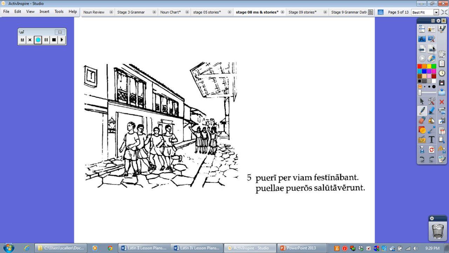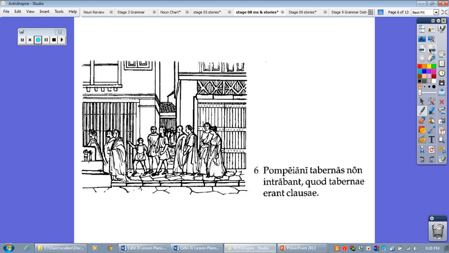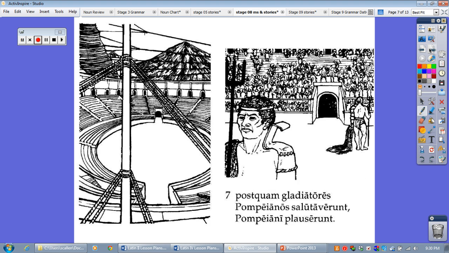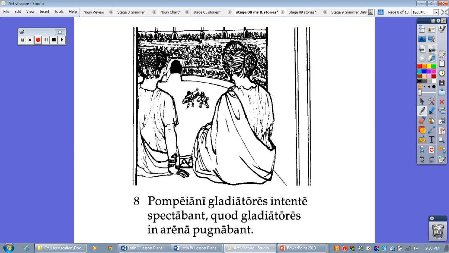You can see, here's another one. Pueri perviam festinabant, puellae pueros salutaverunt. So the boys were hurrying through the street. The girls greeted the boys. Pueros there: second declension, accusative, plural. And so just moving on, I think that you guys get the gist here.